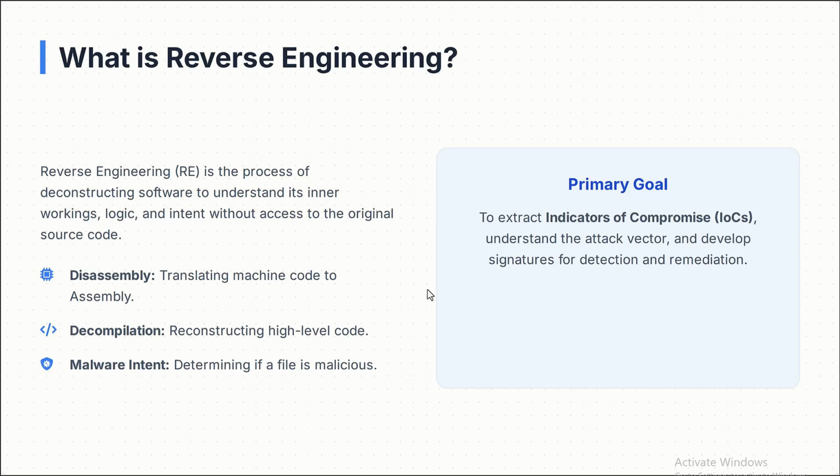The other primary goals of the reverse engineering process are to extract indicators of compromise, IOCs, understand the attack vectors, and develop signatures for detection and remediation. When you perform the reverse engineering process through specific software, as I mentioned earlier, like IDA, Ghidra, Binary Ninja, Cutter, Radare, and so on, you can extract the attack chain flow, attack vector, and any other information that can be useful for detection and remediation.